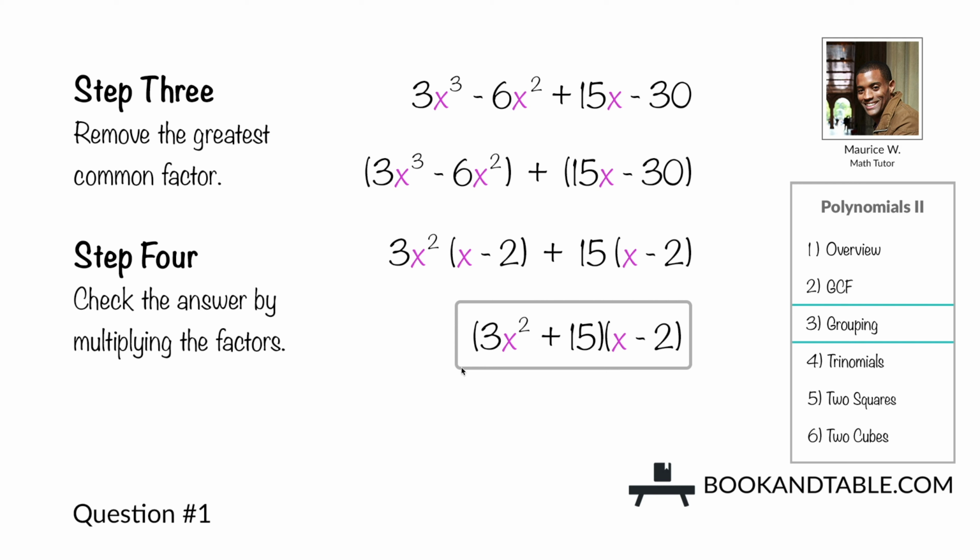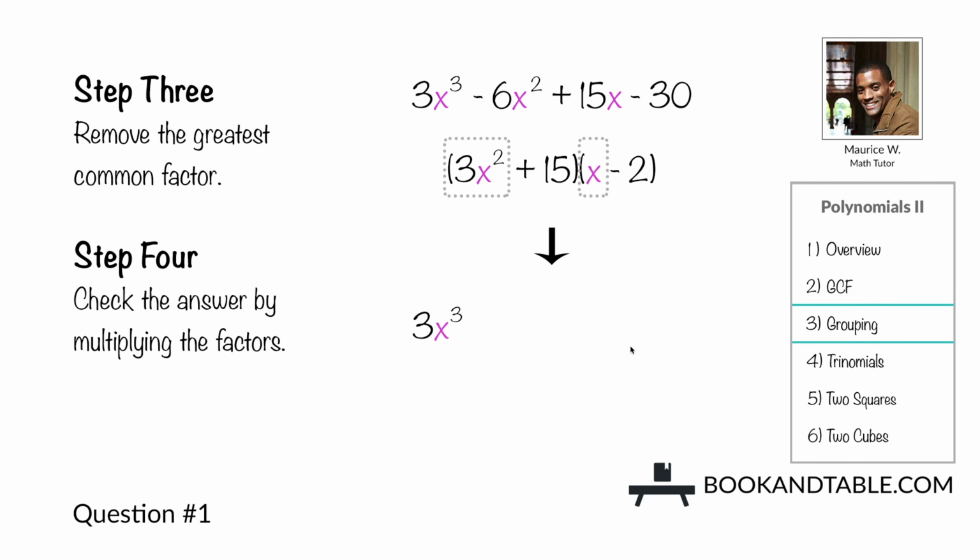Step 4, check the answer by multiplying the factors. The final polynomial that we get must match the original polynomial to confirm that these are the factors. When we multiply the factors, we get 3x squared times x, which is 3x cubed. Then we have 3x squared times negative 2, which gives us negative 6x squared.